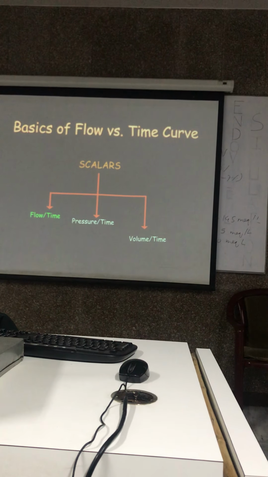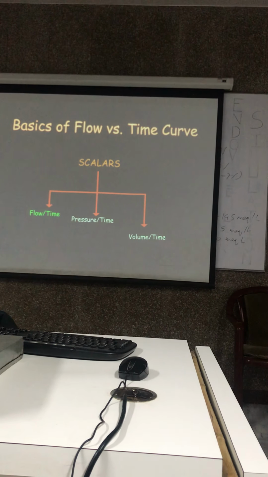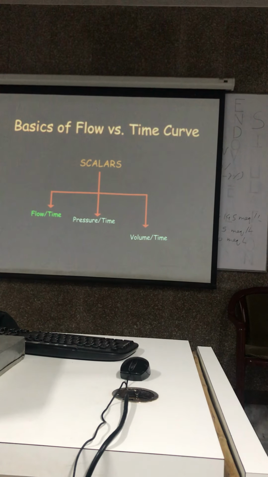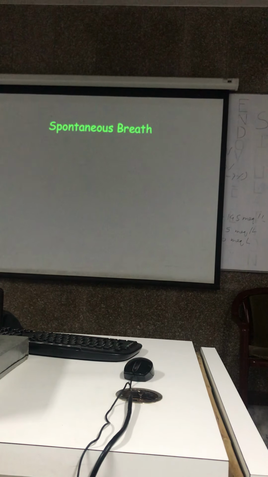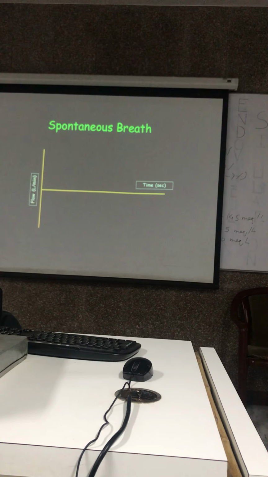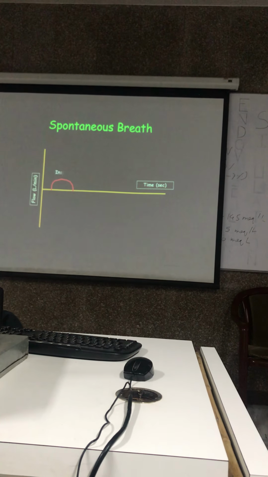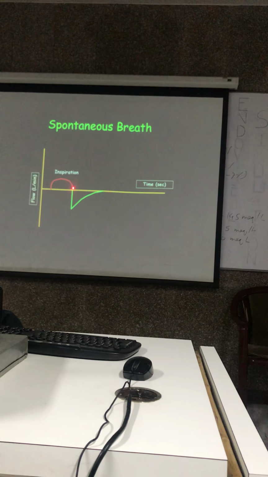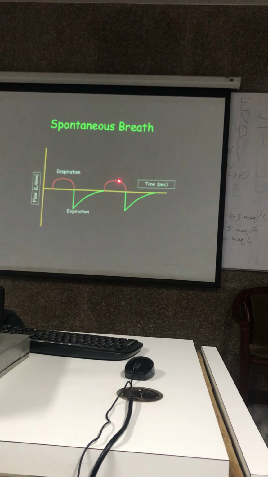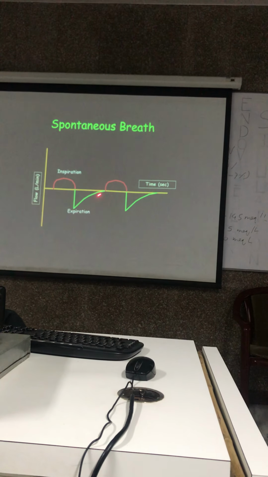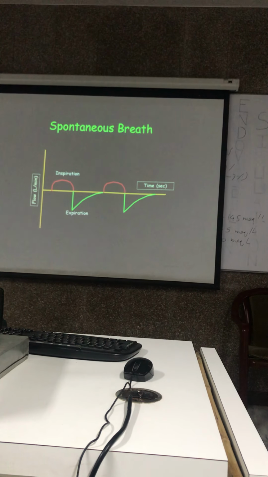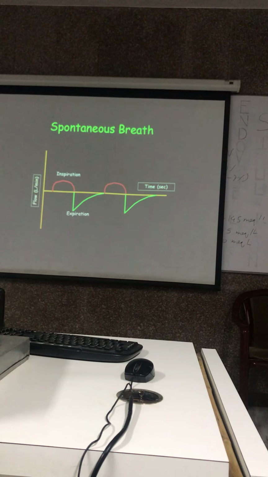Now we look at the basis of the flow to time scale. So what do you look for in a spontaneous breath? This is a spontaneous breath. If you take the flow versus time and somebody is breathing spontaneously, you get a sine waveform, and you get an expiration. So this is the inspiration and this is the expiration. This is what a flow time scalar will look like on spontaneous breathing.